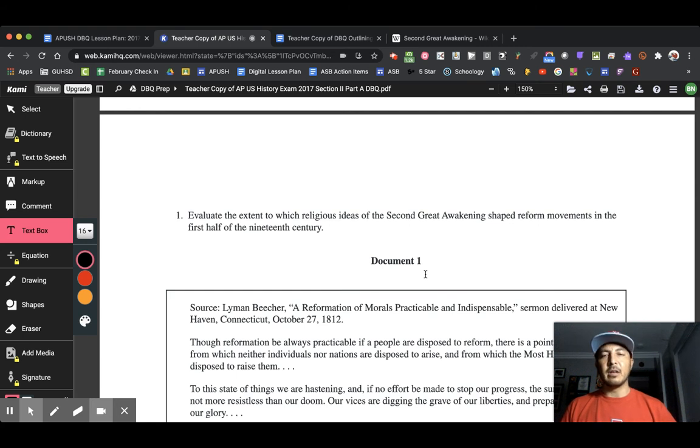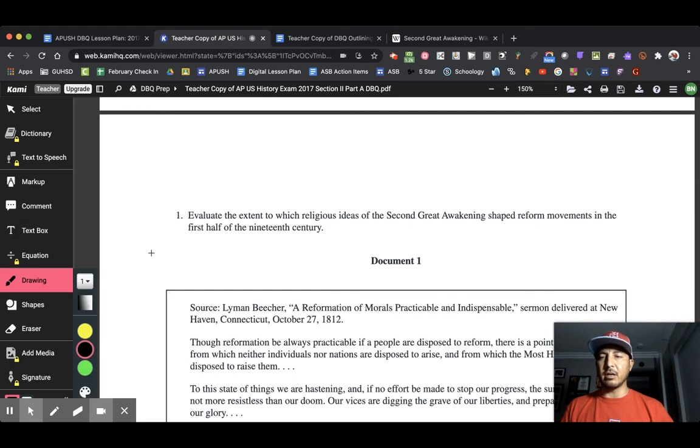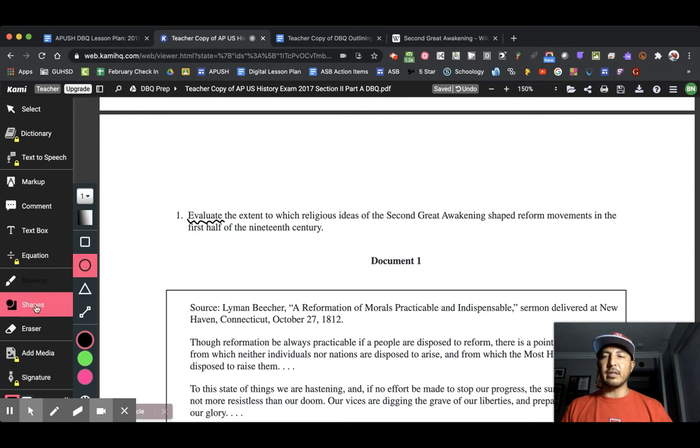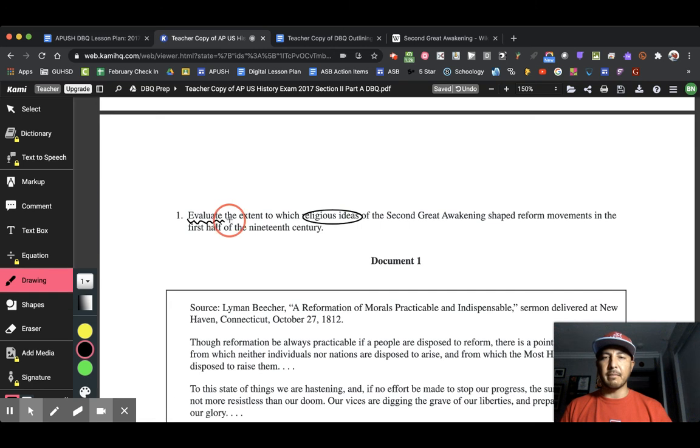Okay, so in this case, I'm going to go ahead and use the drawing tool here, which I kind of use as a pencil. In our geography class, and probably in last year's AP Euro class, you may have learned some marking strategies to mark up a prompt. I'm going to go ahead and use those. So here I see something called a directive verb, right? Evaluate. So evaluate the extent, and I use circles to focus on things. Religious ideas, and also the extent to which is a very important thing. So I'm going to underline that.